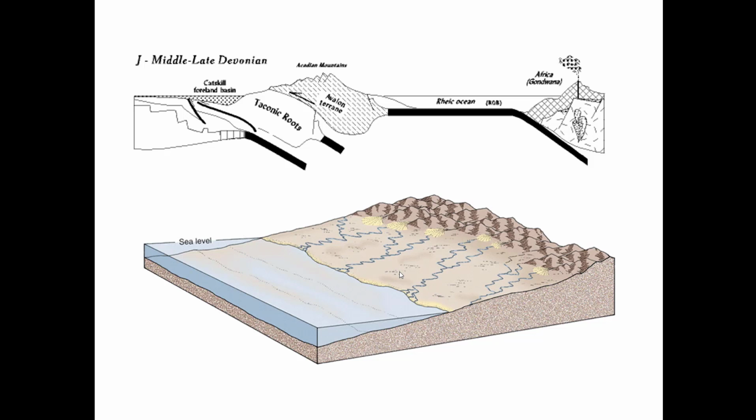Over 6,000 feet of sediment is deposited in about 14 million years during the height of erosion. Primarily, the sediment that's being deposited is sand and clay, and so therefore the rocks that form are sandstone and shale. Very cool. So, back to Africa.